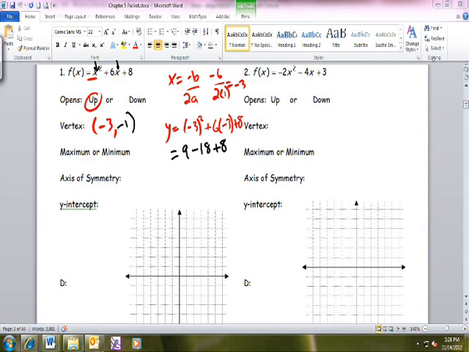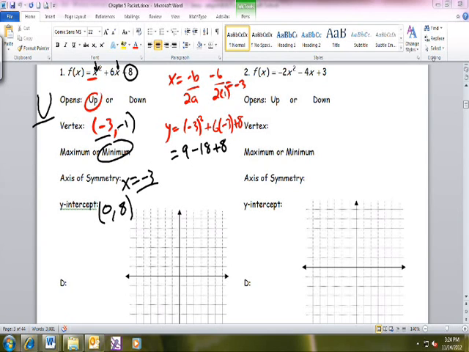Now, do we have a max or min? Well, if we open upwards, we have a minimum value. Our axis of symmetry, x, is always equal to whatever our x value is. Our y-intercept is always 0, c. In this case, our c is 8, so 0, 8.